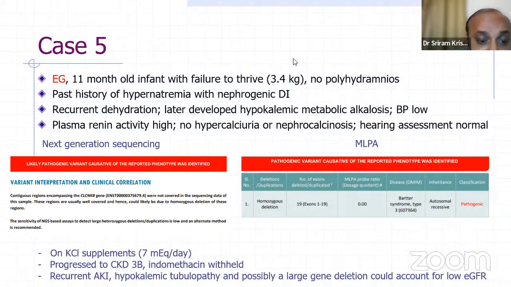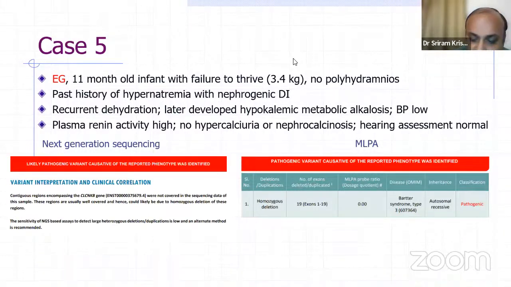She has gone into CKD 3B now, and we have withheld the indomethacin because of the low GFR. The recurrent AKI or the hypokalemic tubulopathy or possibly a very large deletion could have accounted for the low eGFR in this particular case.